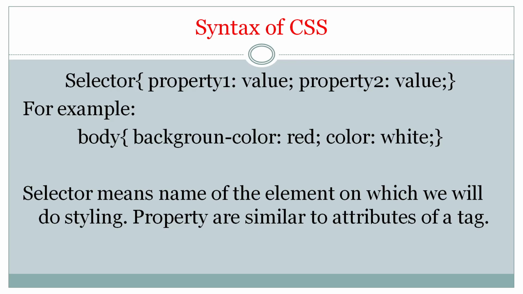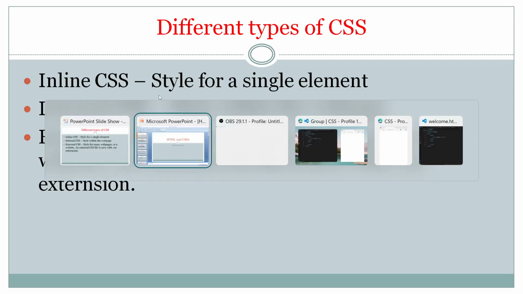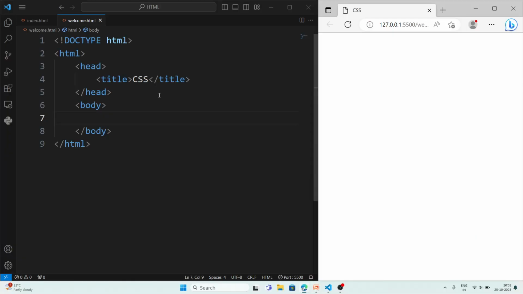Now let's have an example of internal, inline and external CSS. Let's go to VS Code. Here I have one sample page, with HTML, head, and inside title as CSS. As you can see on the browser, at the top the name came as CSS, and inside body nothing is there. Suppose I am adding one line, I am writing an h1 tag. In h1 I am writing applying CSS.